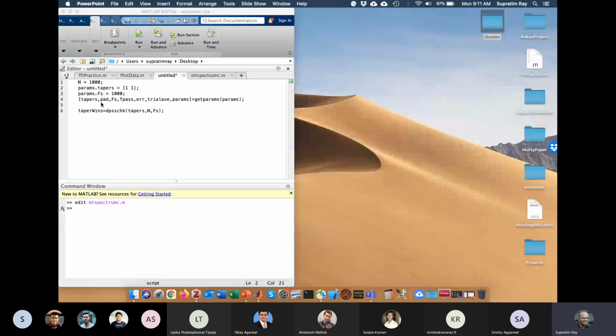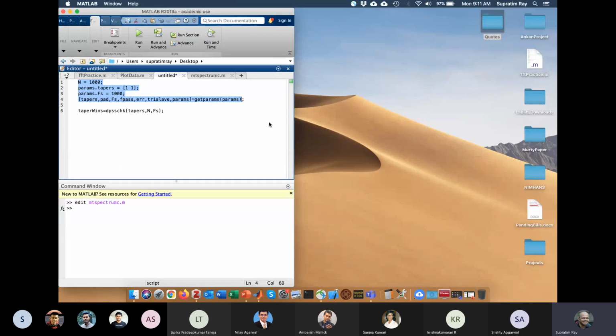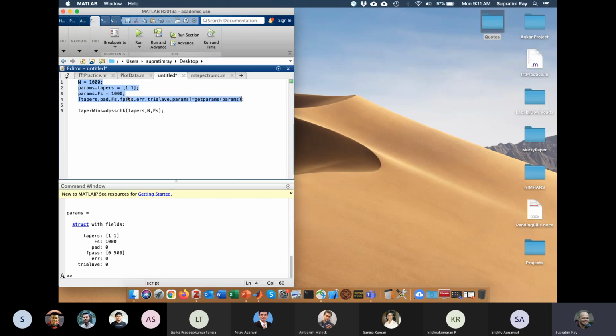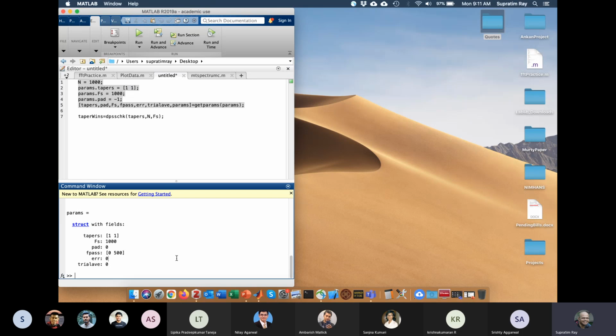So let me just run this much. Control C, Control V. So params now is going to take 1,000 here. Let me just put params.pad at 1. Minus 1 means no padding. And let it take default values for the rest.